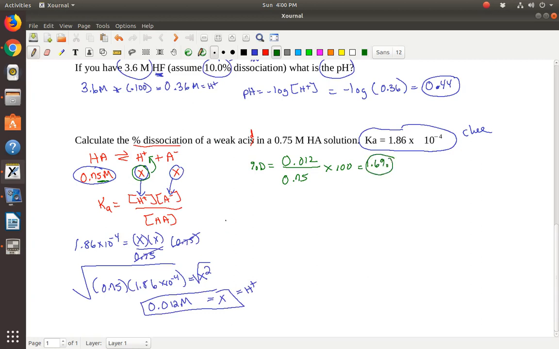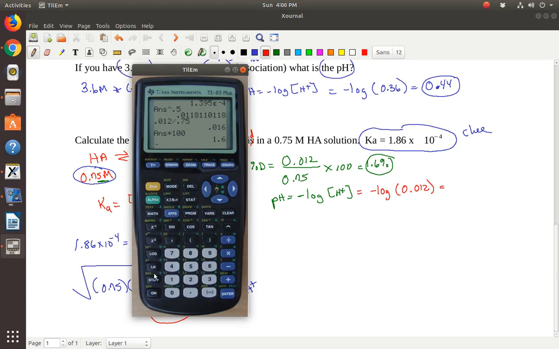Now, is there anything else I can figure out from this? Well, I can figure out the pH now, because the pH is the negative log of the hydrogen ion concentration. Well, I just calculated the hydrogen ion concentration right here. So it's the negative log of 0.012. I can calculate the pH. Negative log 0.012, close parentheses. 1.9. The pH is 1.9.